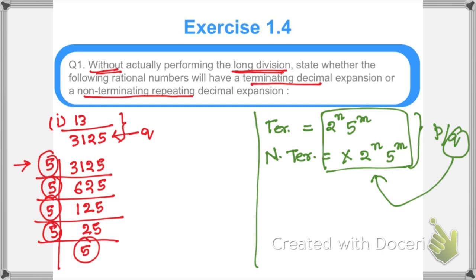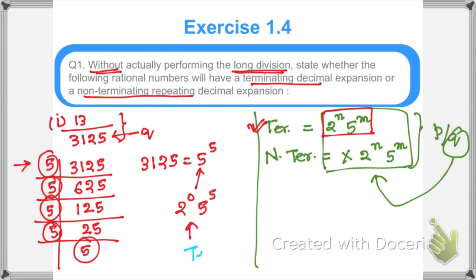So it can be easily written as 3125 is equal to 5 to the power 5. So this is of the form 2 to the power 0, 5 to the power 5. So it is of course of the form 2 to the power n, 5 to the power m. So this is a terminating decimal expansion. Okay, moving on to the next question.